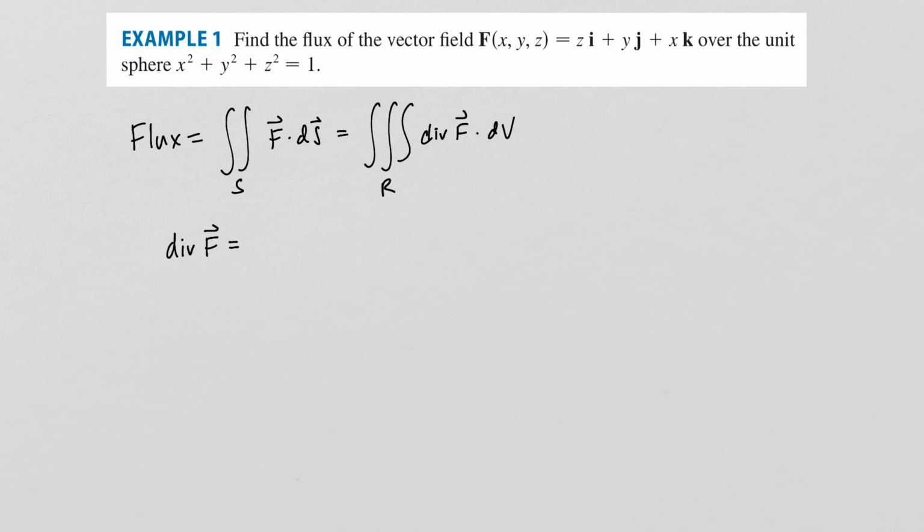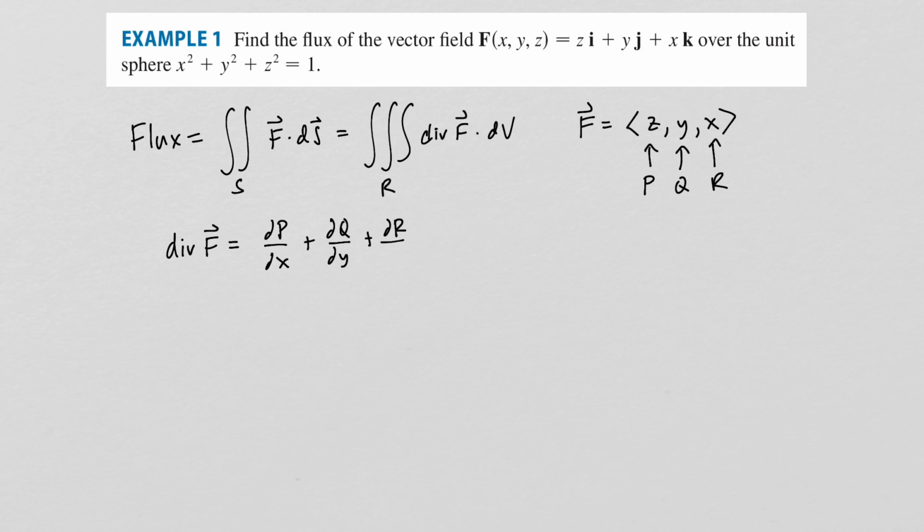So let's compute the divergence. Let's recall that F here is equal to z, y, and x. And so this is P, Q, and R. And the divergence is the partial derivative of P with respect to x plus partial Q, partial y, plus partial R, partial z. So the derivative of P with respect to x is 0. The derivative of Q with respect to y is 1. And the derivative of R with respect to z is 0. So the divergence here is simply 1.